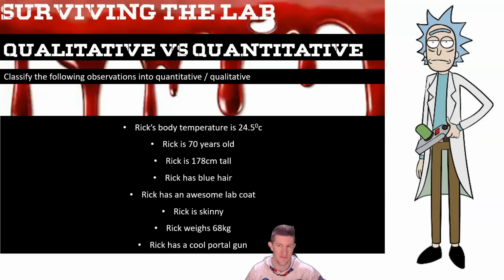He has blue hair. That's not really something we can measure. That's an observation using your eyes, so we would say that's qualitative. What defines blue? There's no exact answer to that necessarily. He has an awesome lab coat. This is an opinion statement, so it's absolutely qualitative. Skinny, again qualitative. You can't measure skinny. However, 68 kilograms, that's a mass, and that's taken with scales, so that would be quantitative. And cool portal gun is again an opinion. There's no way to measure what is cool and what is not, so that is also qualitative.